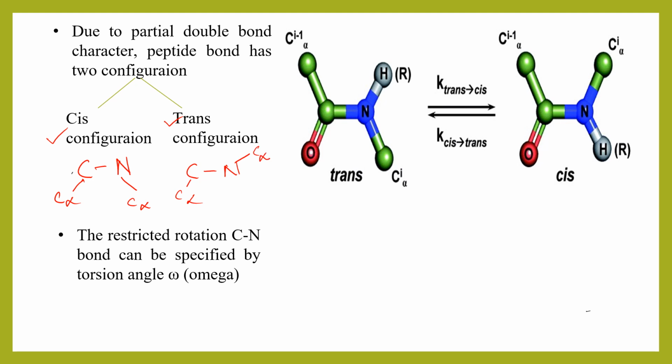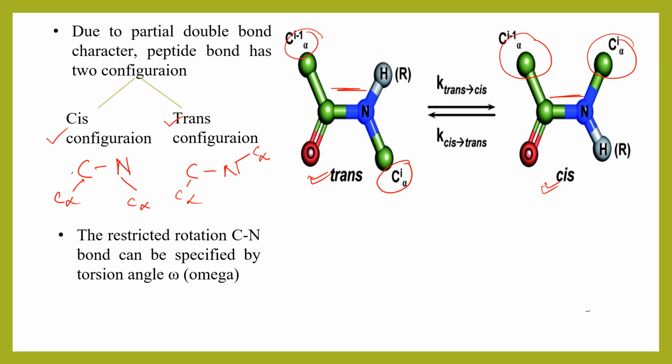You see here in this figure, in trans configuration, the successive alpha carbon atom is on the opposite side of the peptide bond, while in cis configuration, the successive alpha carbon atoms are on the same side of the peptide bond. And you will see that almost all peptides are in trans configuration because of less steric interference. Next point says the restricted rotation of the C-N bond can be specified by torsion angle omega.